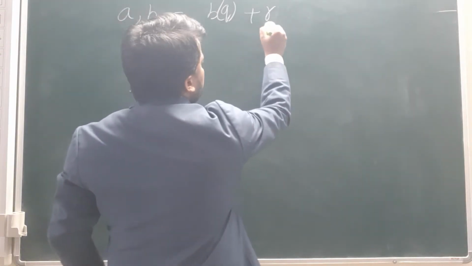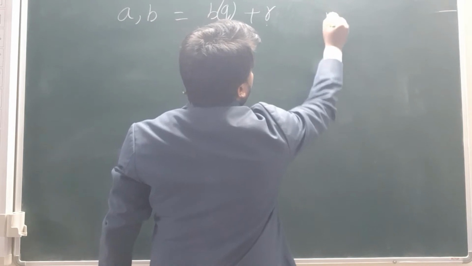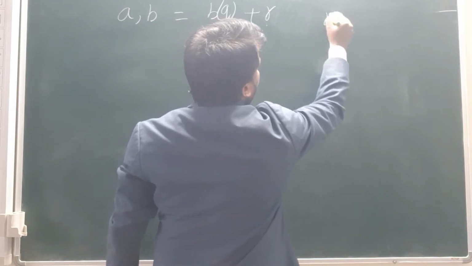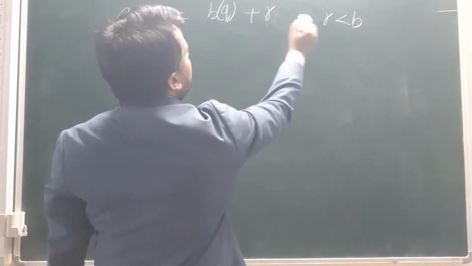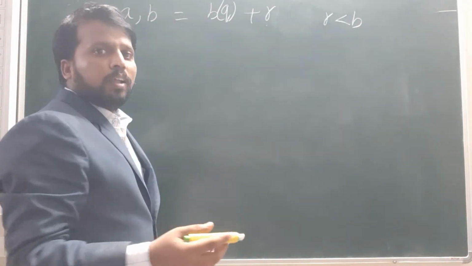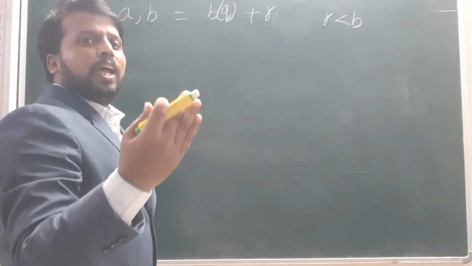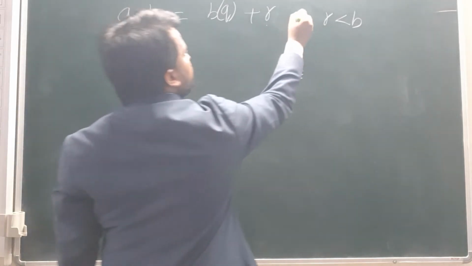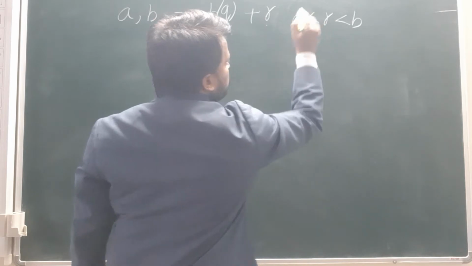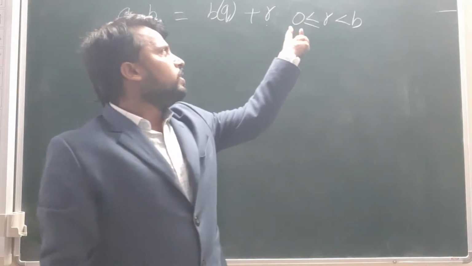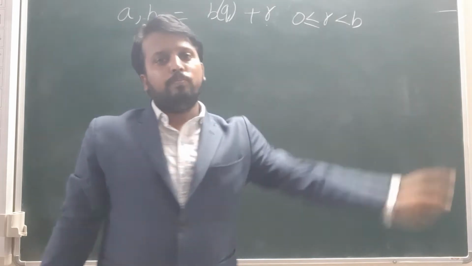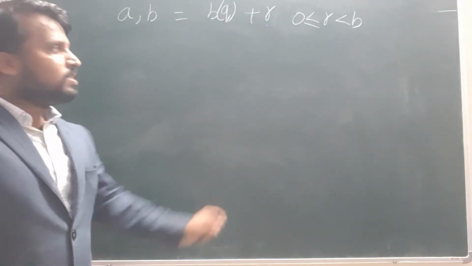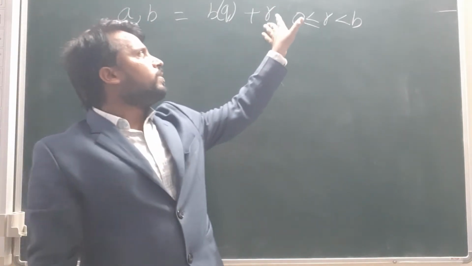So how will this r always behave? r will always be smaller than the divisor, and r will always be greater than or equal to 0. That means 0 is less than or equal to r, and r is less than b. That is the behavior of the remainder.